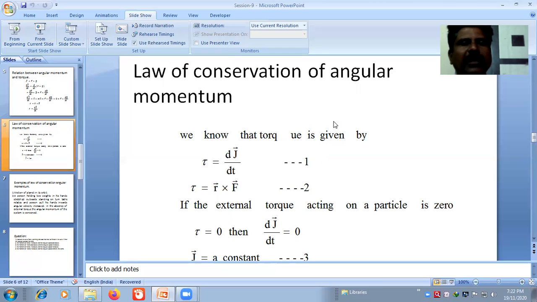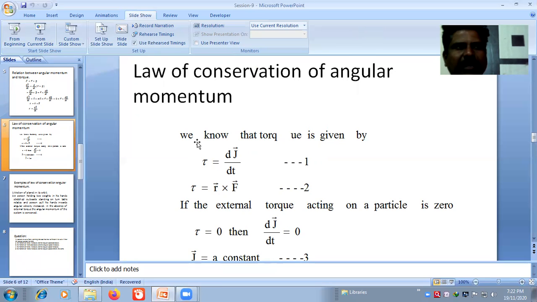In the same way, here also the torque tau is equal to dJ by dt. Okay, tau is the external torque. There, in case of linear momentum, instead of tau you have F equal to dp by dt. But here tau equals dJ divided by dt.